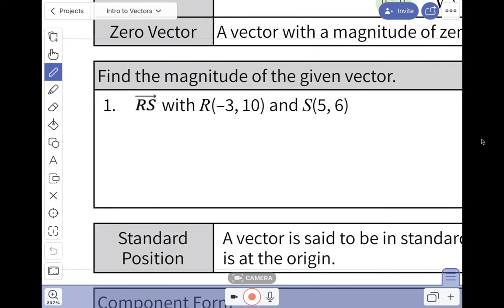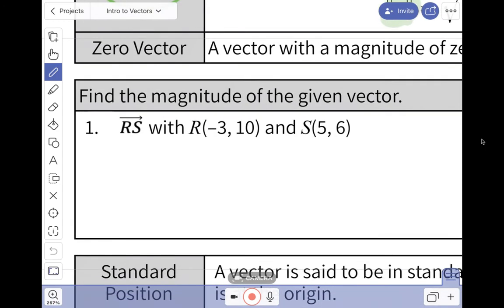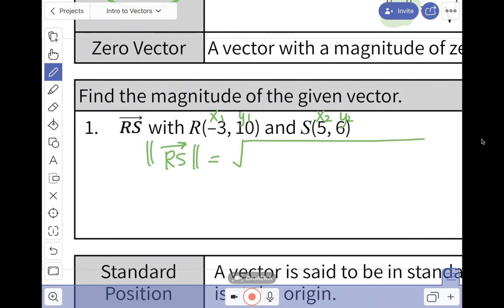So we have the vector RS, and see how it has an arrow over the top, where R, the initial side, is at (-3, 10). So this is our x1 and y1. And its terminal point S is at x2, y2. Okay, so to solve this, I'm going to write RS with the arrow and then double bar to mean magnitude. I need a long square root.